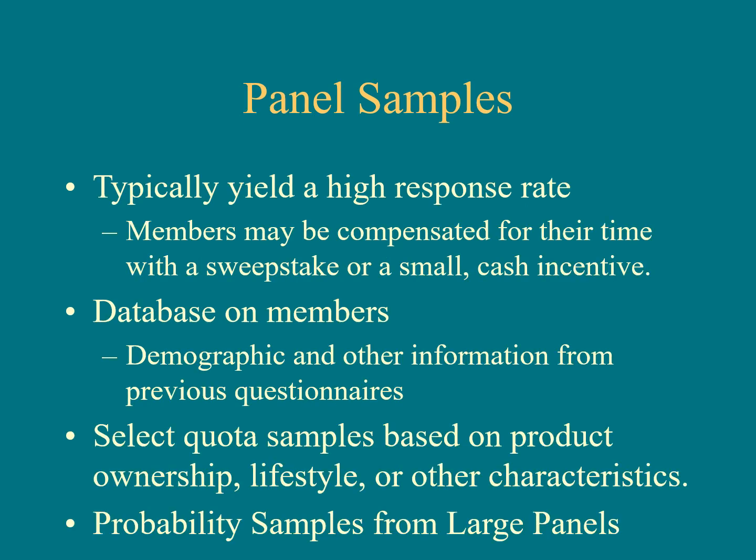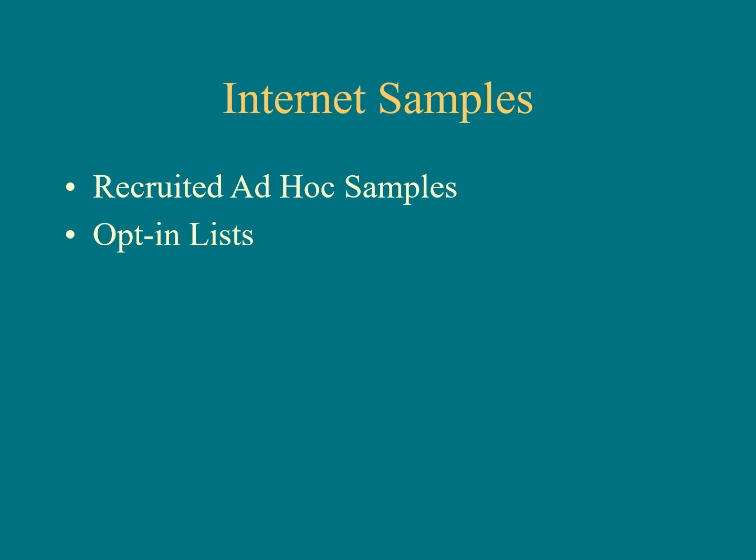Panel samples typically yield a high response rate. Members may be compensated for their time with a sweepstakes or a small cash incentive, and there is a database on members' demographic and other information from previous questionnaires. Researchers can select quota samples based on product ownership, lifestyle, or other characteristics. Probability samples from a large panel are possible. Internet samples can also be used for recruited ad hoc samples, opt-in lists, etc.